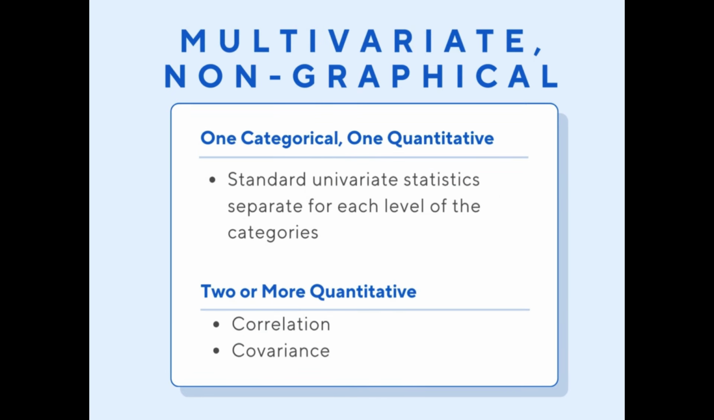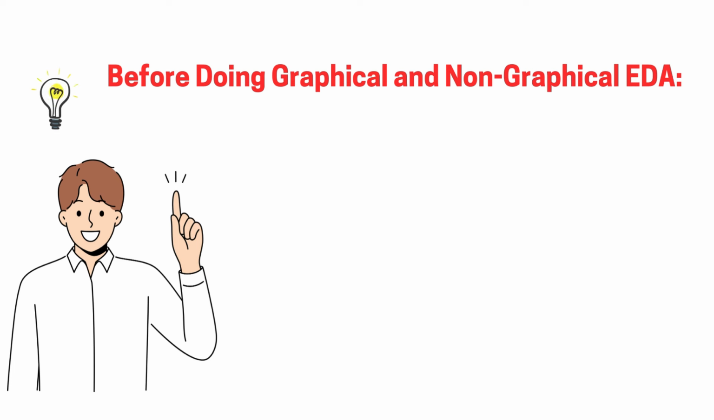For the multivariate non-graphical technique, we can look at the mean, median, and spread for one categorical and one quantitative variable. This typically answers the question, what's the typical value within each category? And for two or more quantitative variables, we want to understand how strongly the variables are related. So we want to use correlation and, of course, covariance, which basically provides the same insights as a correlation but is less standardized.